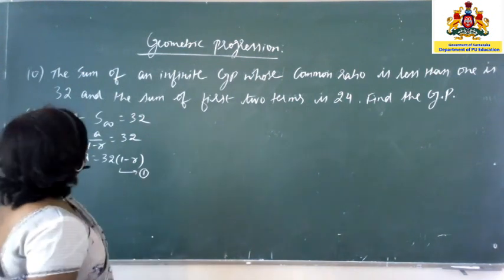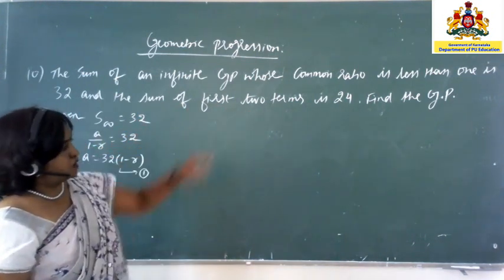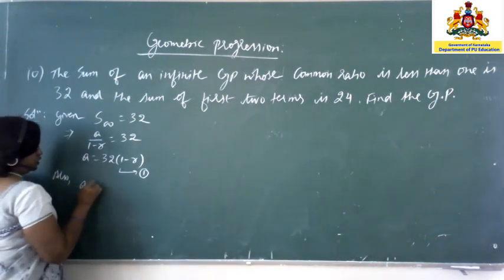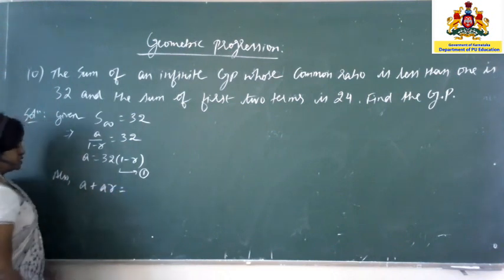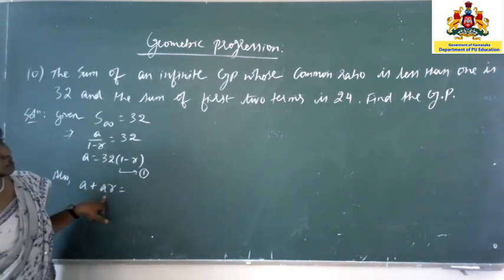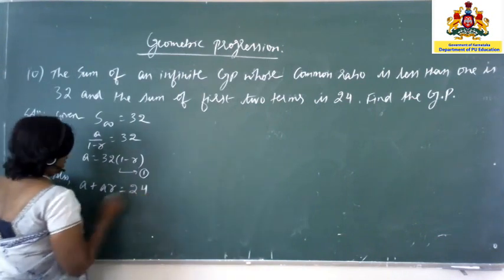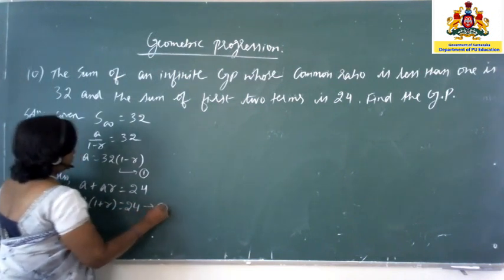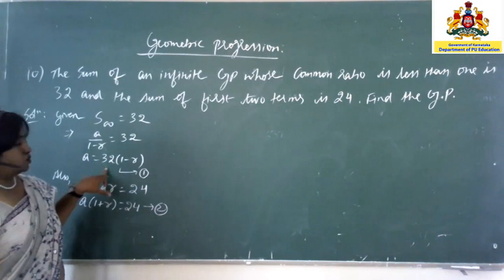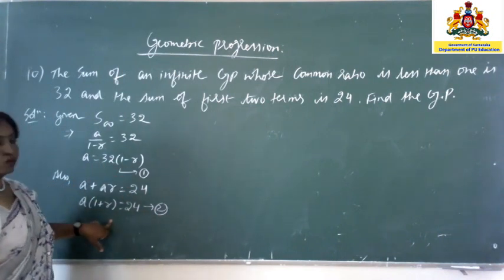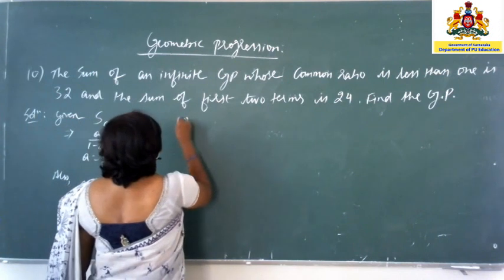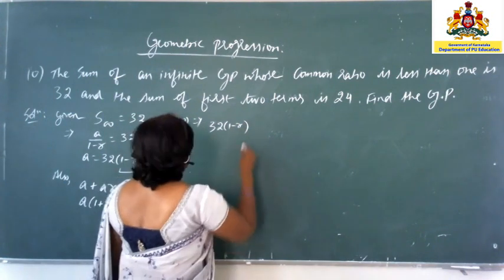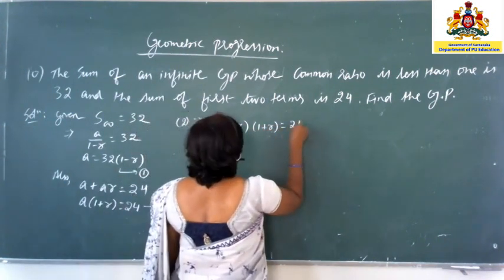The next is the sum of first two terms is 24. First term is a, second term is ar. So a plus ar is equal to 24. So a into 1 plus r is equal to 24. Let me call this 2. So I'll substitute a is equal to 32 into 1 minus r in 2. So 32 into 1 minus r into 1 plus r is equal to 24.